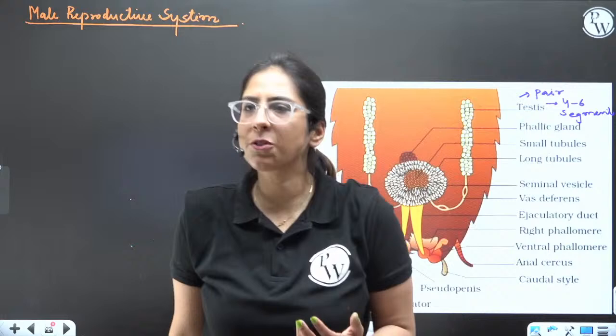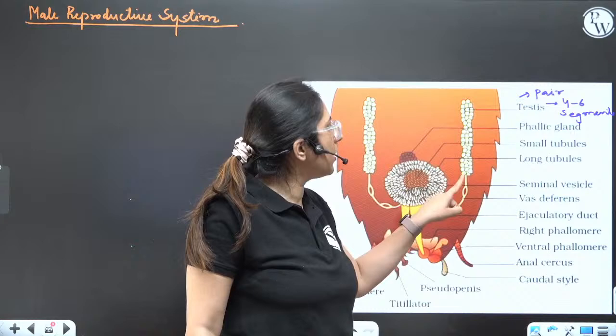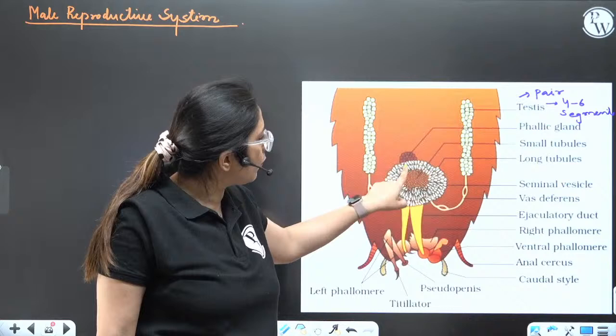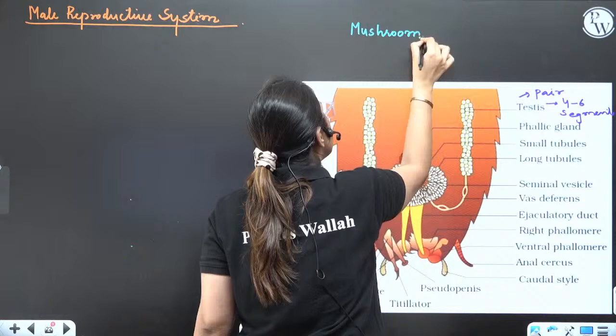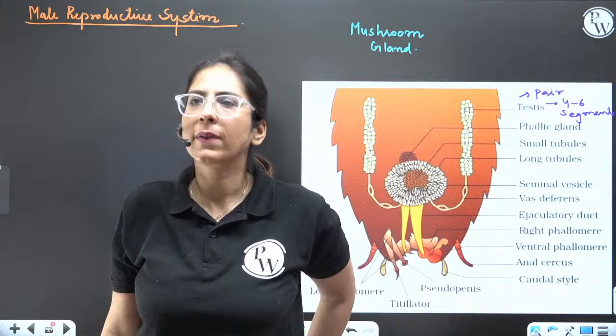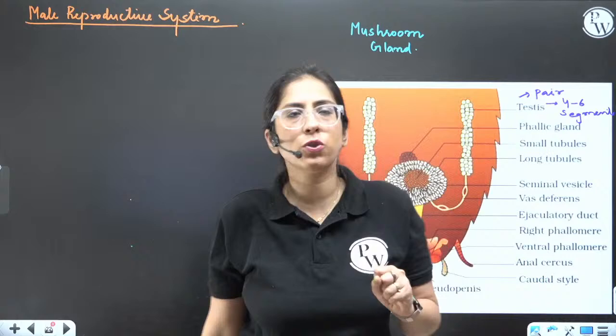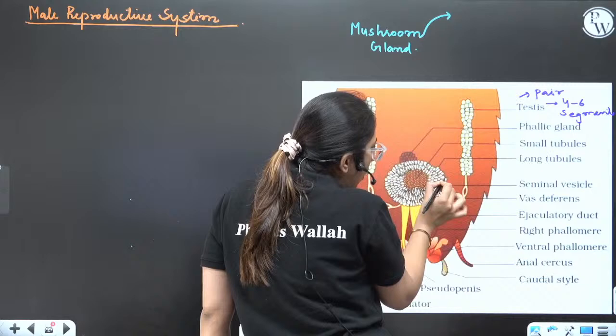Now, sperm once formed in this, I'll explain only on one side. From here the sperm will enter into the vas deferens, and then into this structure which looks like a mushroom. That is the reason this is termed the mushroom gland. Now, a question comes in a paper: what all things are there in the mushroom gland? In the mushroom glands, you will find some long tubules. Can you see these whitish, beautifully arranged long tubules?